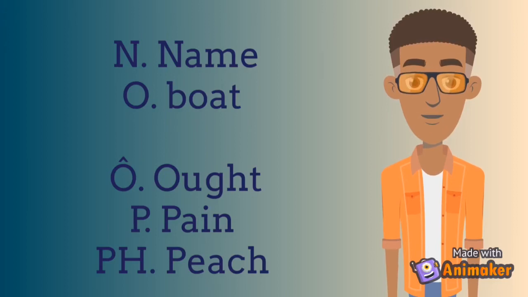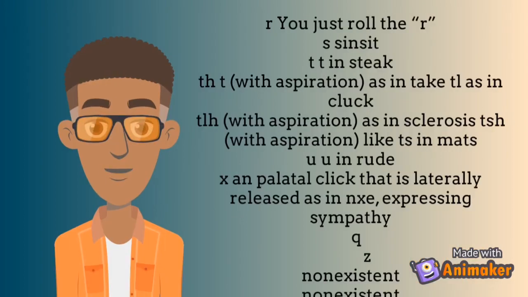P sounds like P in pain. PH, P with aspiration, sounds like P in peach. R, you just roll the R sound. S sounds like S in Sinza. T sounds like T in steak. TH, T with aspiration, as in take. TL as in cluck. TLH with aspiration, as in sclerosis. TSH with aspiration, like DS in mats.